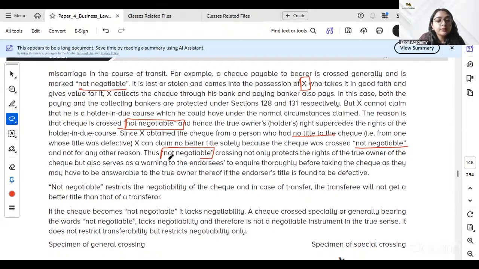Thus, not negotiable crossing not only protects the rights of the true owner of the check, but also serves as a warning to the endorsees to inquire thoroughly before taking any checks. What should they inquire? Whether the person who is transferring the check even has the authority to do so. Not negotiable restricts the negotiability of the check, and in case of transfer, the transferee will not get a better title than that of the transferor. The check lacks negotiability, not transferability.